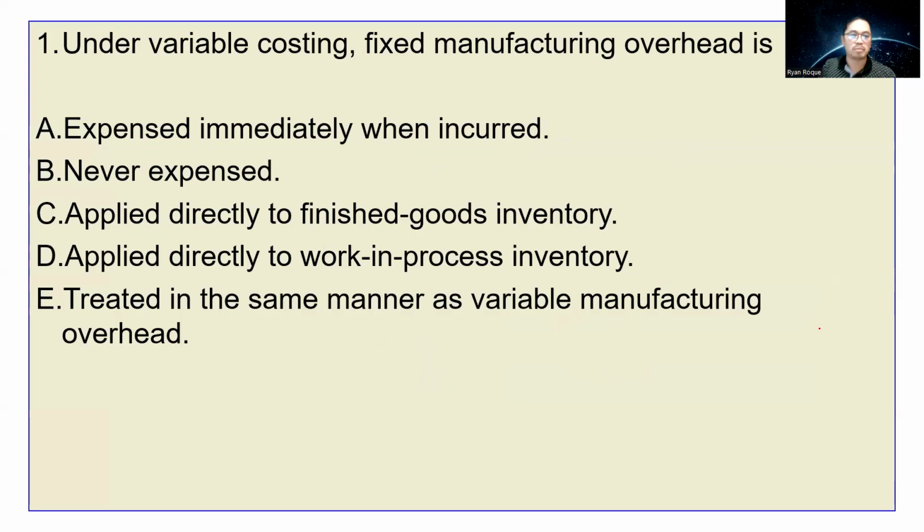Okay, so let's have this multiple choice theory. So under the variable costing, fixed manufacturing overhead, is it A, expensed immediately when incurred, or B, never expensed, or C, applied directly to finished goods inventory, D, applied directly to work in process inventory, or E, treated in the same manner as variable manufacturing overhead.